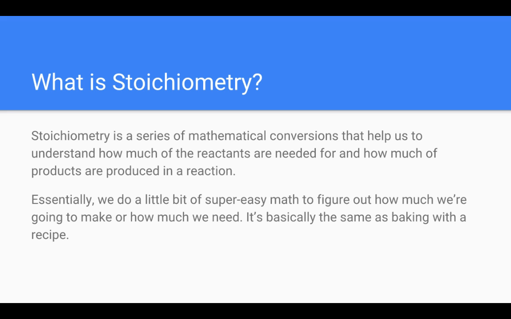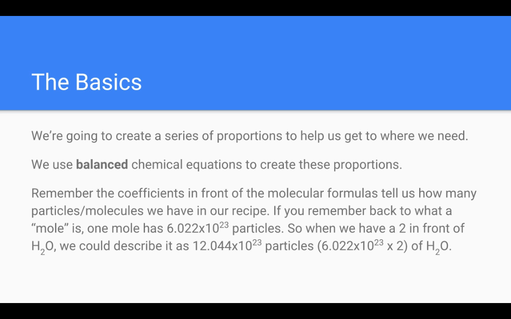Basically, it's the same as baking with a recipe. If you want more out, you've got to put more in, but you have to do those calculations to make sure you have exactly the right amount with nothing left over. So it's just a series of conversion factors or proportions that we pull straight from our equations. And again, those equations have to be balanced.